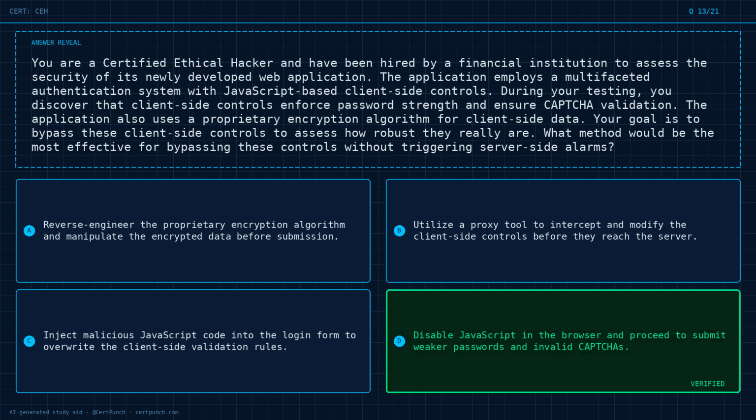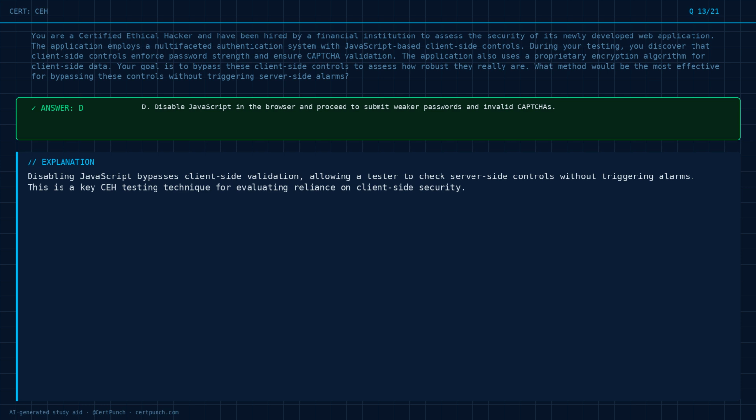The answer is option D. Exam logic. Disabling JavaScript bypasses client-side validation, allowing a tester to check server-side controls without triggering alarms. This is a key CEH testing technique for evaluating reliance on client-side security.